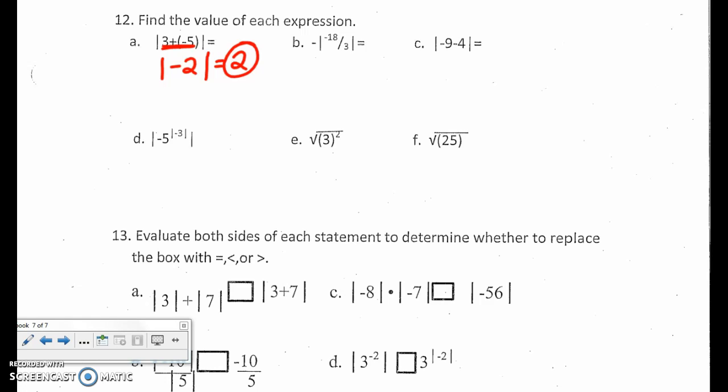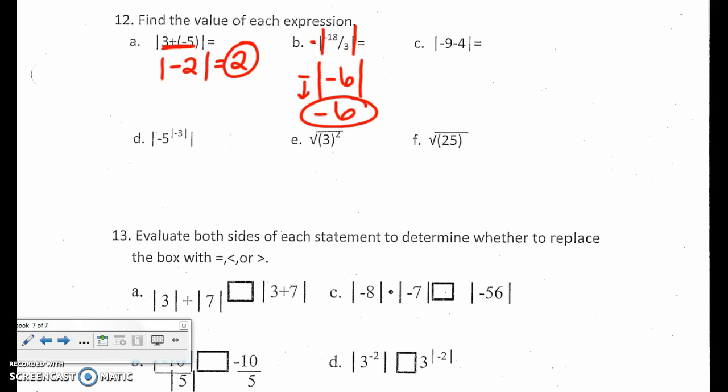Now notice this one, we have a negative on the outside of our absolute value. So just keep an extra eye on that. But let's do negative 18 divided by 3. So on the inside I get negative 6. Well, how far away is negative 6 from 0? Negative 6 is 6 units away from 0. But we have to bring down that negative sign, so we actually get negative 6 for B.